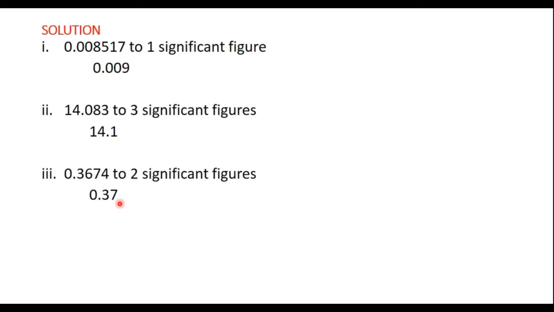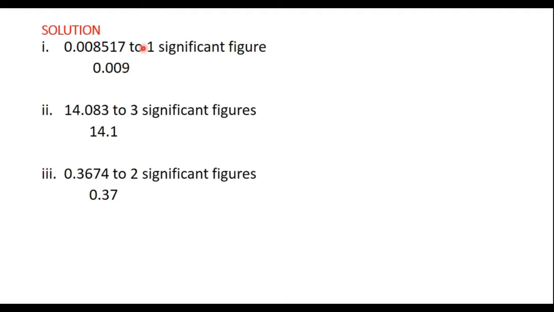So when we come here, you have to correct this to 2 significant figures. So you look for the first non-zero number. The first number is 0, so that is not the first significant figure. Then you look for the second significant figure. So in this number, the first significant figure will be 3. The second significant figure will be 6. The number after 6 is 7. So it means that you are going to add 1 to 6 to make it 7. Then you ignore the rest. So 0.37.